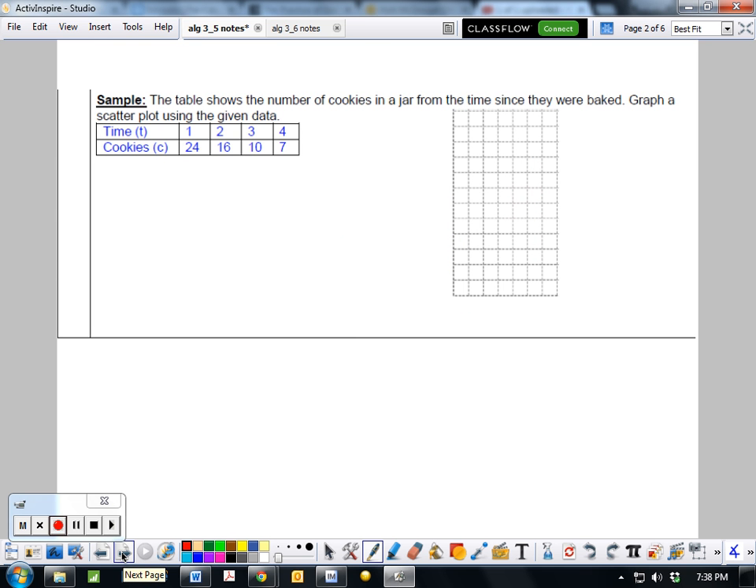So we're going to create our own sample scatter plot. The table shows the number of cookies in a jar from the time since they were baked. Graph a scatter plot using the given data. So is time based on the number of cookies or cookies based on the number of time? Well, time is our independent variable, so we put time on the bottom. And it's always important when you're doing a scatter plot to label your axes. One of the number one things that students lose points for in AP statistics is not labeling their graphs. And we do a lot of this in AP statistics.